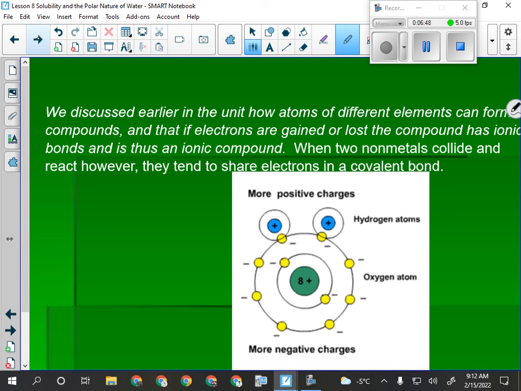So what happens is when water forms, with 2 hydrogen atoms and 1 oxygen atom, the electron from the hydrogen atom spends more time hanging around the oxygen atom than it does around the hydrogen atom. So its orbit doesn't really look like it's drawn here. It looks more like this.